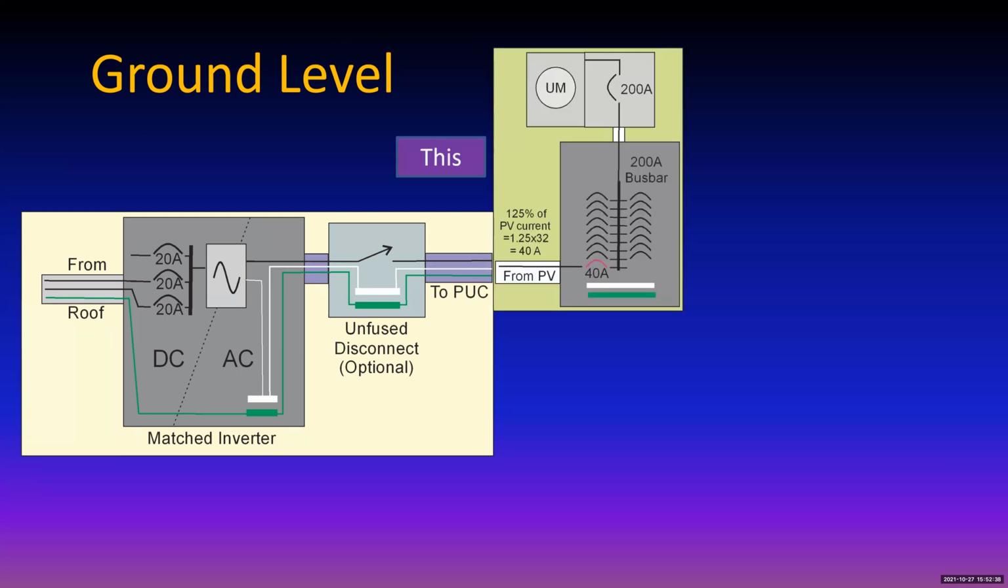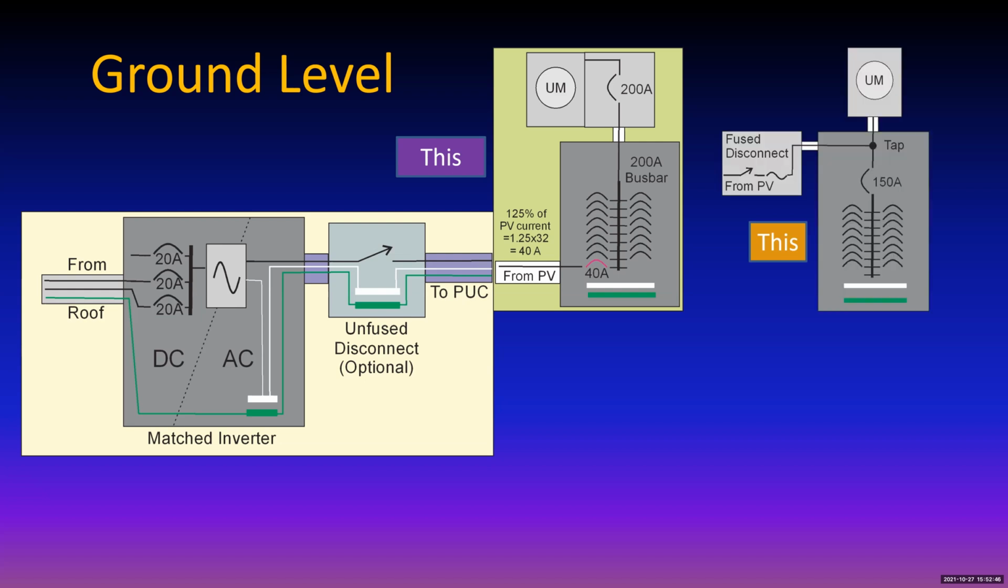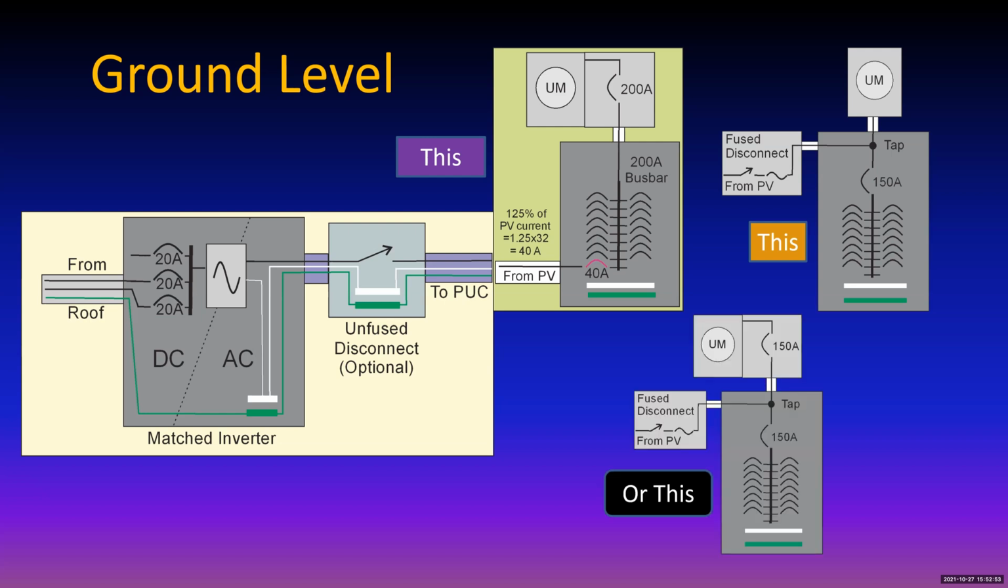And you might have this connection, which is the 120% rule. You can do the other 100% rule, or I mean, you can do the line side tap, or you can do the Hawaiian tie-in or the load side tap, whatever you want to call it. So the same rules apply for the utility connection, regardless of what's on the roof.